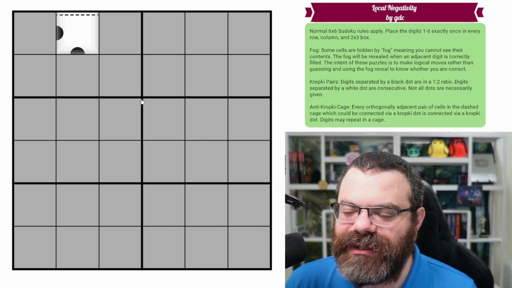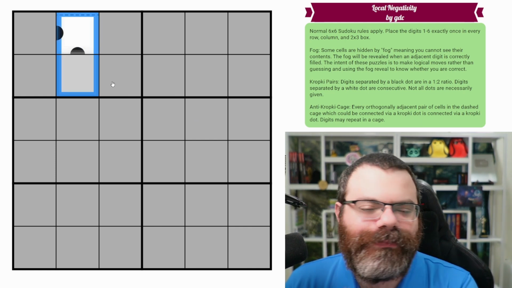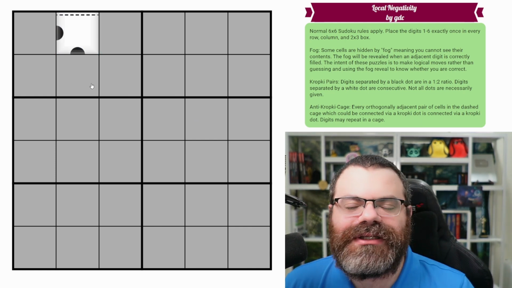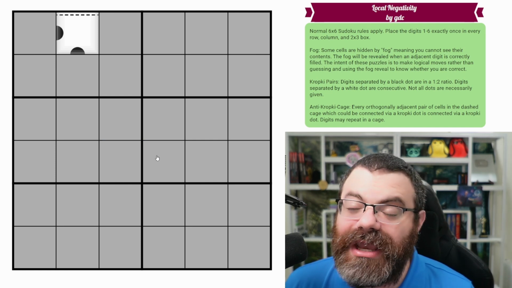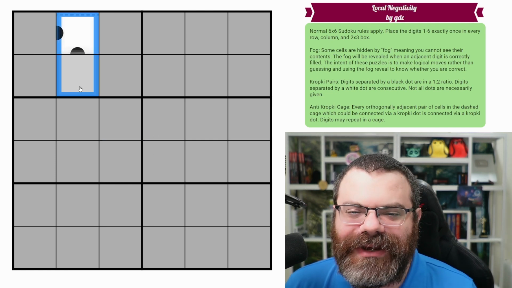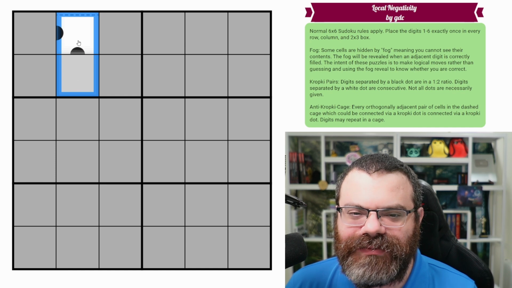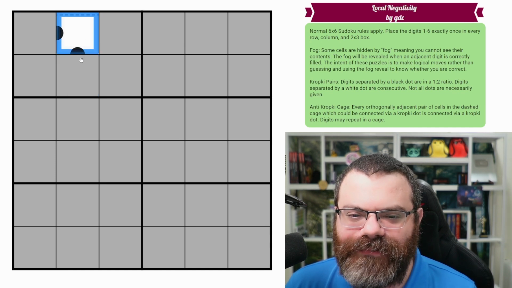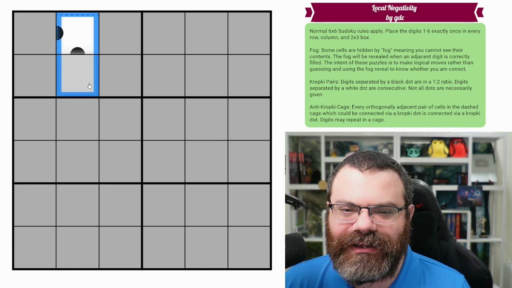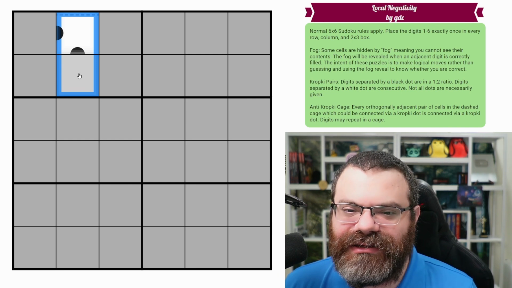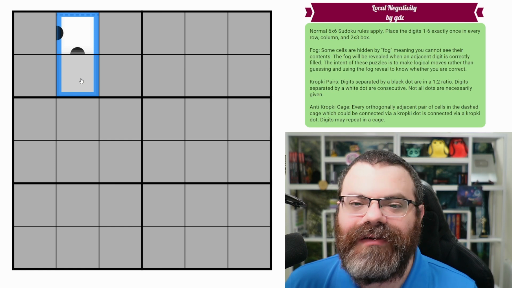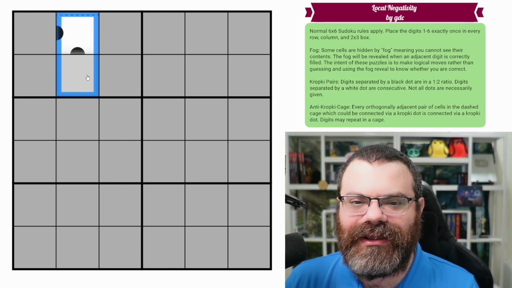All right, so let's go over the clue pairs. So we have black and white dots in the grid. You'll have to just trust that there's a white dot somewhere, but there may or may not be white dots actually. But if there are, we'll go over the rules. So black dots, we can see these. That's a black dot and that's a black dot. Half of it's obscured by the fog, but cells might be separated by a black dot. And if they are, then the digits that go in those cells have a 1 to 2 ratio, meaning one of them is exactly double the other.